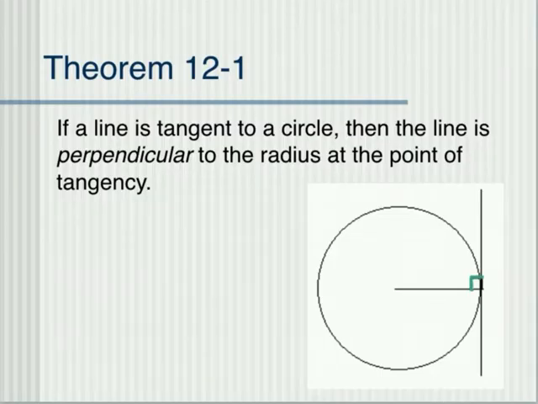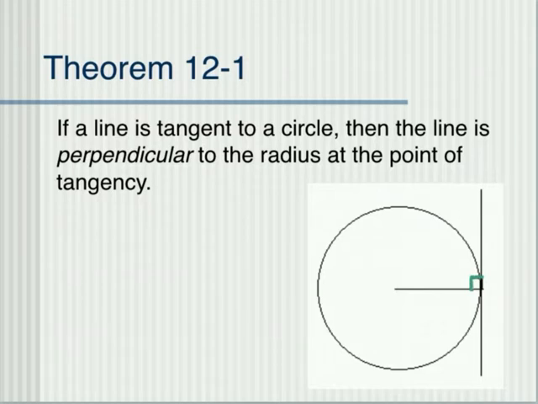Next, open the postulate paper for Chapter 12 in Notability. Find Theorem 12.1. Theorem 12.1 tells us that if a line is tangent to a circle, then the line is perpendicular to the radius drawn to the point of tangency.